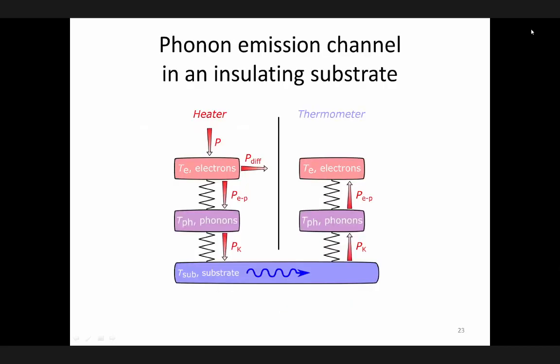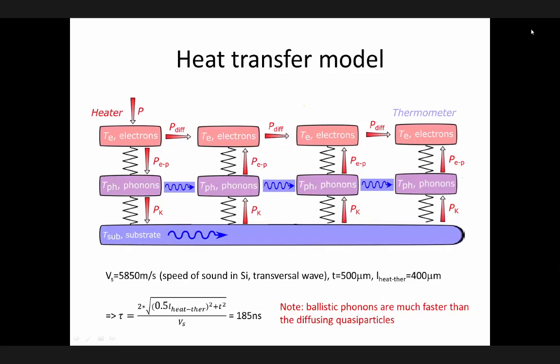Okay, and now what we can do is cut this direct galvanic path. I want to keep this channel.